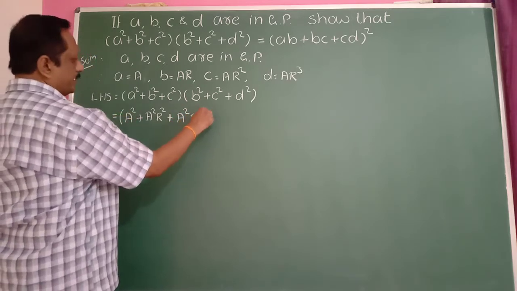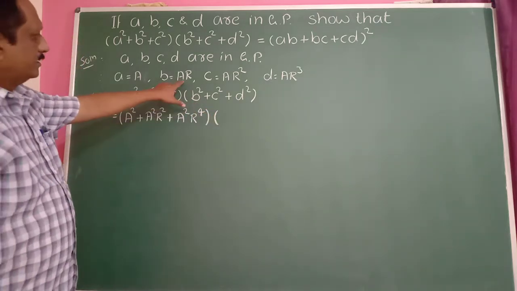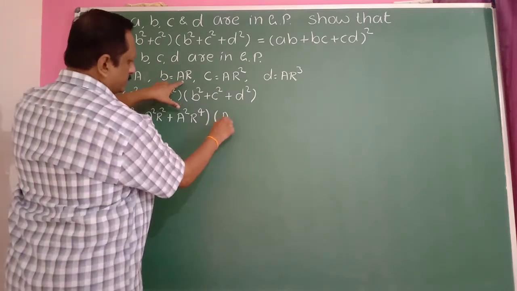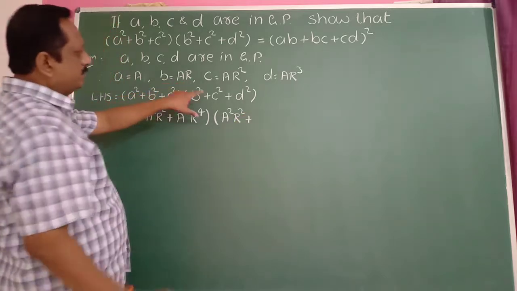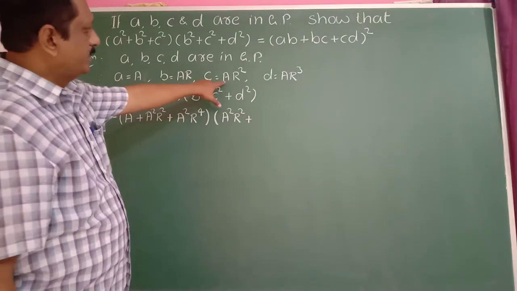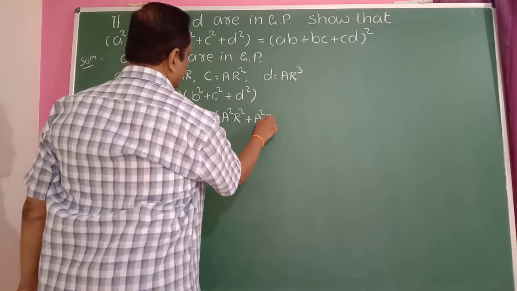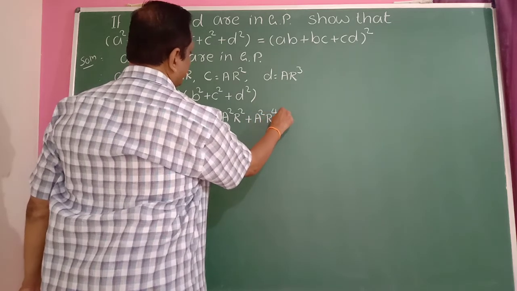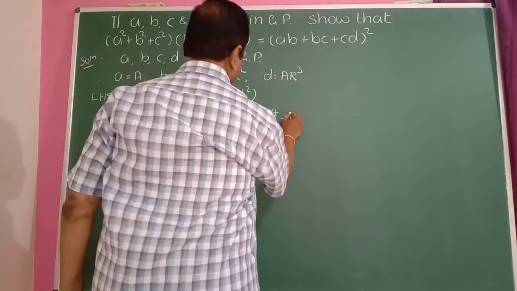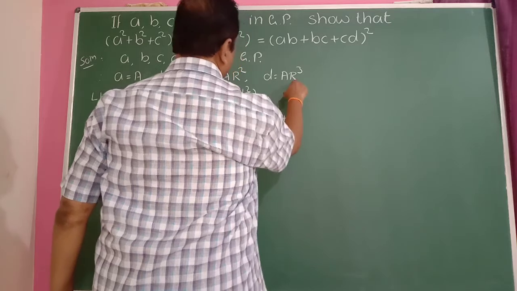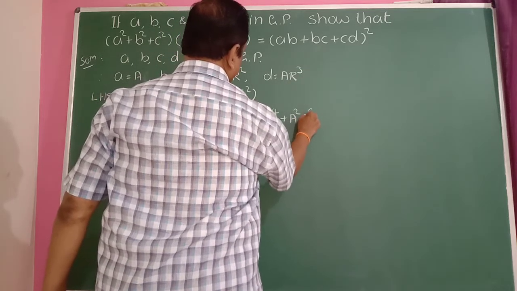So write the terms in the bracket here. Again into bracket: then b square, a square into r square, then plus c square, a square r to the 4, plus d square. It's a square here, so r cube raised to 2, therefore r raised to 6.